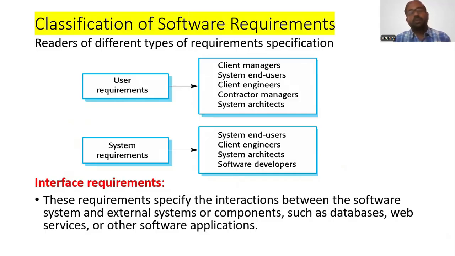So in this figure, on the right side we see the different readers, and on the left side the classification of requirements. The readers are client managers, system end users, client engineers, contractor managers, and system architects. Those readers can access user requirements. System end users, client engineers, system architects, and software developers can access system requirements.